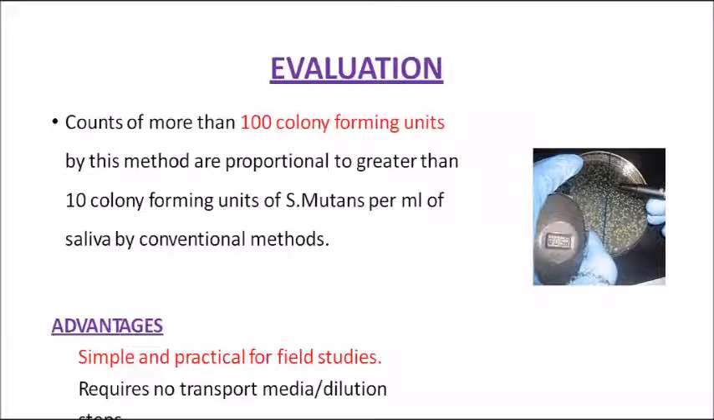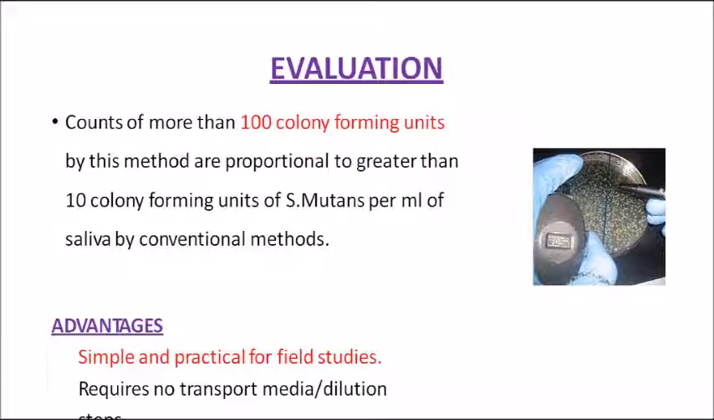Next, the evaluation is that we are counting the number of colonies. If more than 100 colony forming units are formed by this method, that is proportional to greater than 10 colony forming units of S mutants per ml of saliva by conventional methods. So that is how we are evaluating. We are just counting the number of colonies.